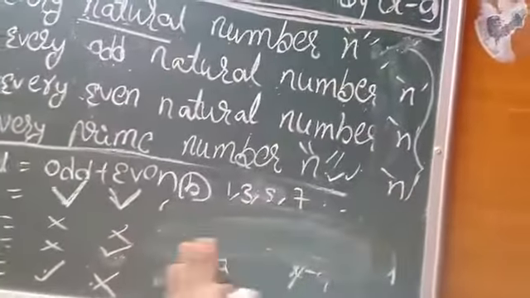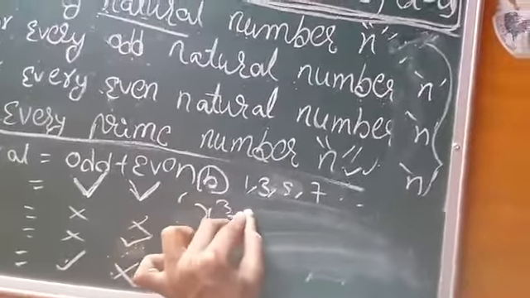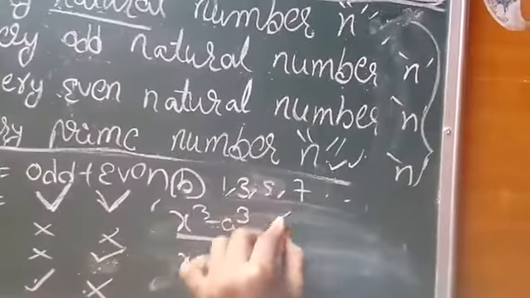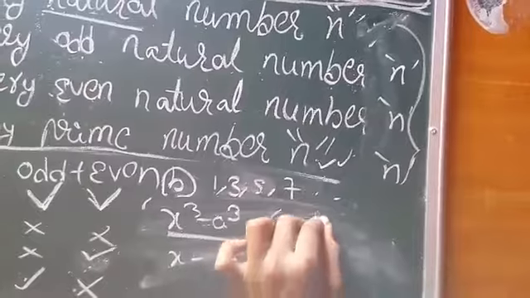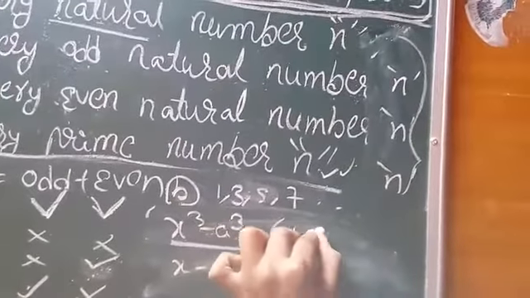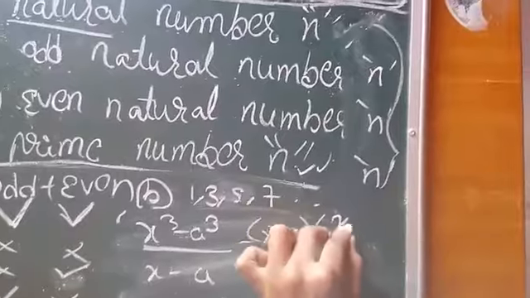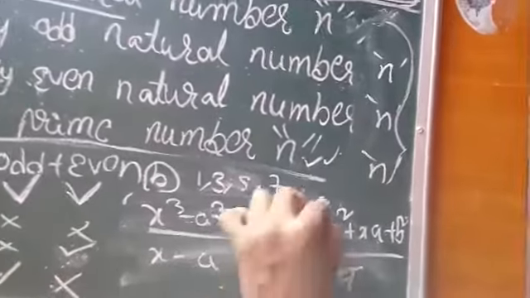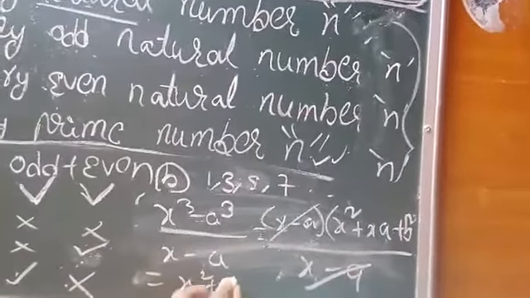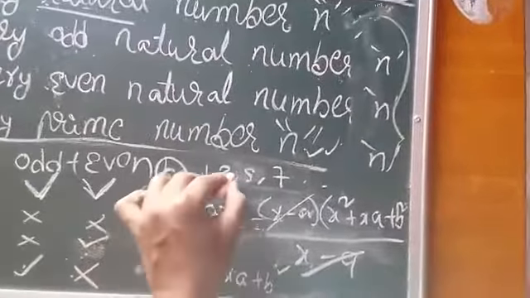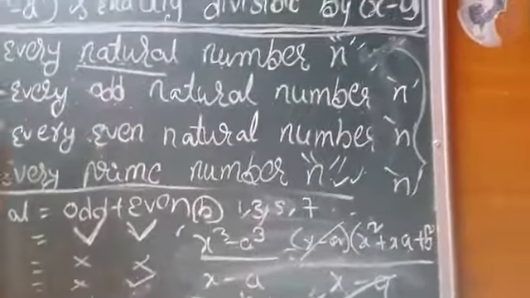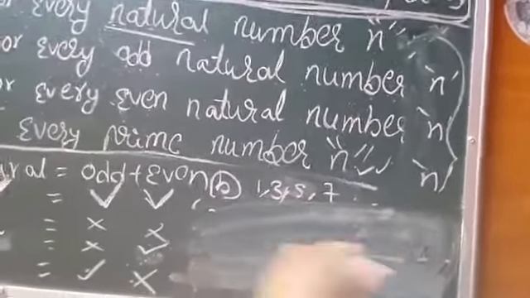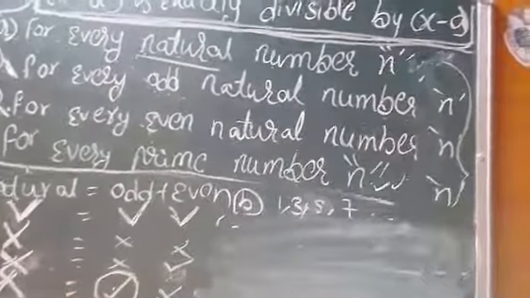So let us take one more number, 3. x power 3 minus a power 3 by x minus a. a cube minus b cube, you know that is a minus b into a square plus ab plus b square. Here x minus a into x square plus xa plus a square divided by x minus a. Cancel these two, you will get the answer x square plus xa plus a square. So this is satisfying the second option for every odd natural number n.